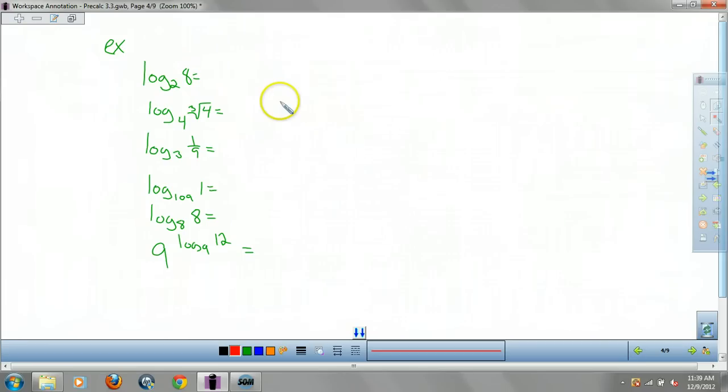Okay, let's do some examples. Log base 2 of 8 equals, well, you gotta ask yourself, 2 to what power equals 8? Well, 2 to the 3rd equals 8. Next one. Log base 4 of cube root of 4. This one, remember, what's cube root of 4, guys? Isn't that the same thing as 4 to the 1/3? Which means it's a third.